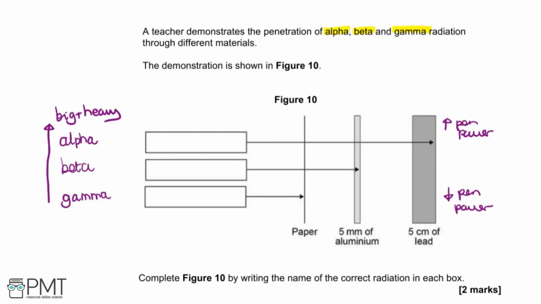That means alpha will have the lowest penetration power, gamma the greatest, and beta will be in the middle.